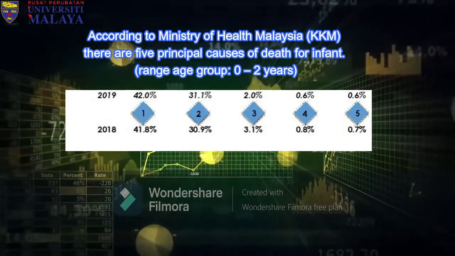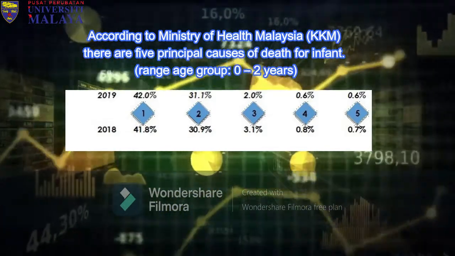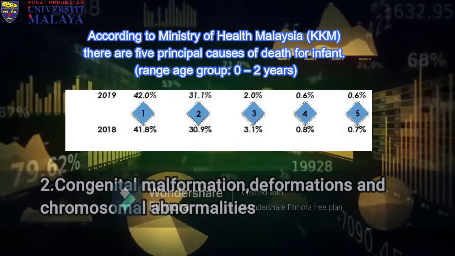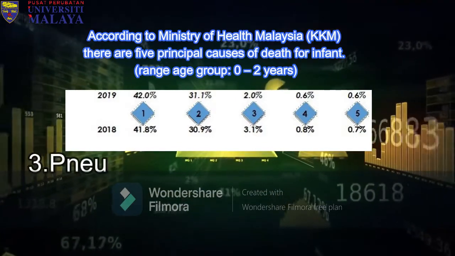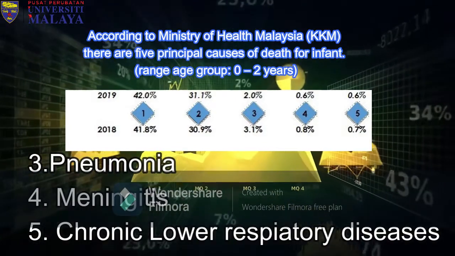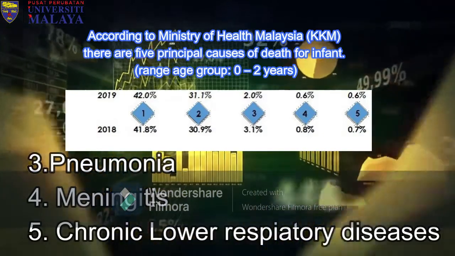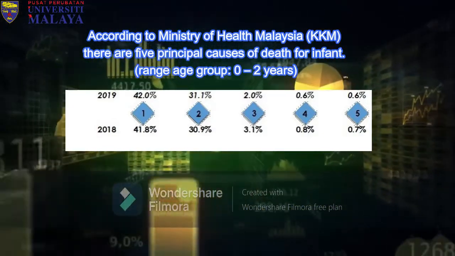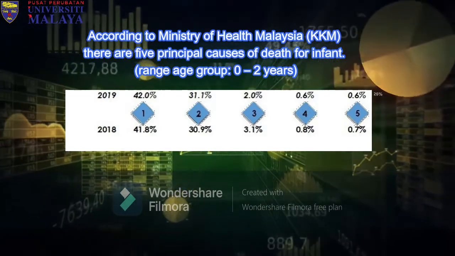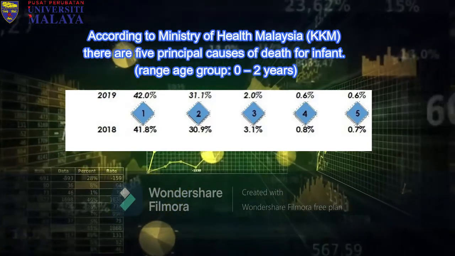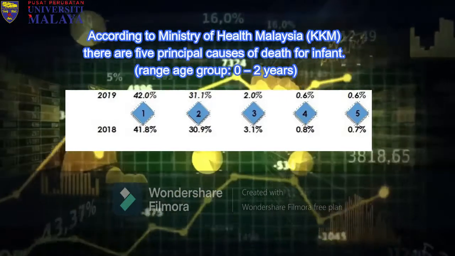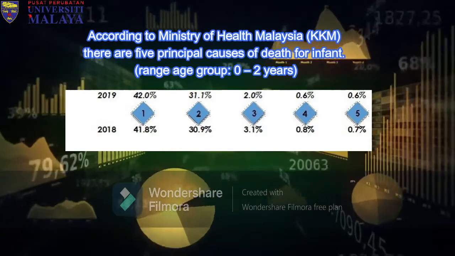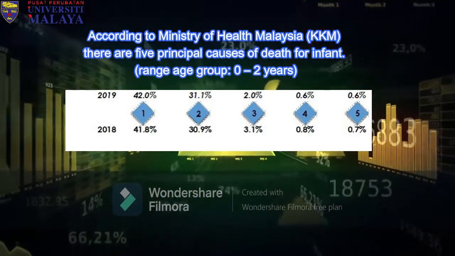The other following principal causes are congenital malformations, deformations, and chromosomal abnormalities. Then the third is pneumonia, followed by meningitis, and lastly chronic lower respiratory diseases. Meningitis is a minor principal cause of death for infants in 2018 and 2019, contributing 0.8% in 2018 while 0.6% in 2019.